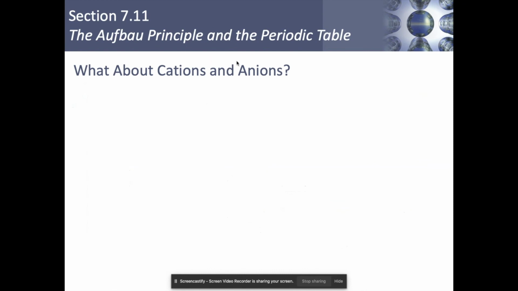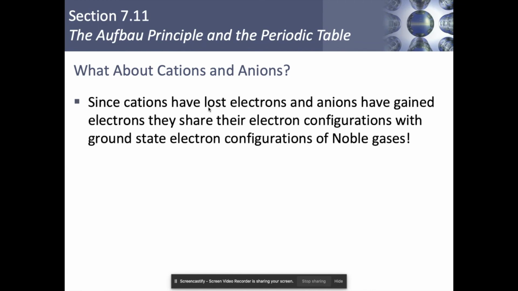And then last but certainly not least, what happens to the electron configurations when we talk about cations and anions? So recall that cations are positively charged particles. So we're talking about an atom that has lost some electrons. And then anions are negatively charged ions, right? So they are ones that have gained electrons. So the interesting thing about cations and anions when you write out their electron configurations is that they always will share their electron configurations with the ground state electron configuration of a noble gas.